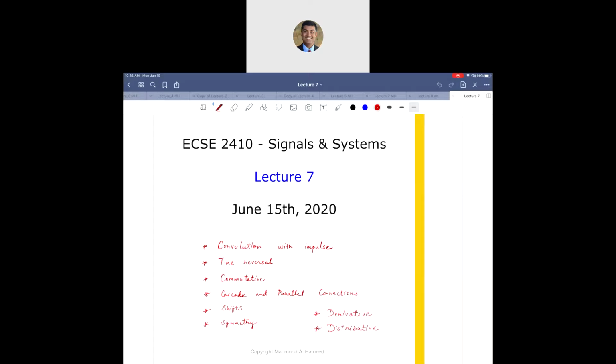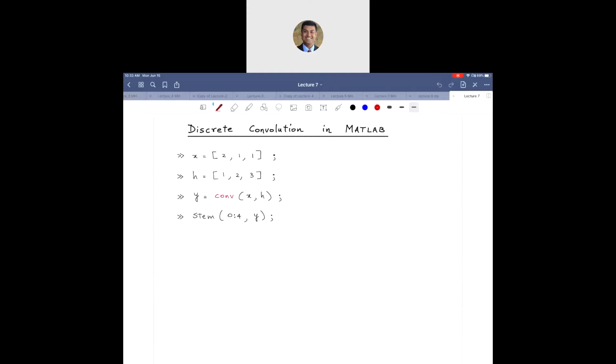Okay, so let's begin lecture 7, and the agenda that I have today is laid out on the first slide here. Depending on how much time we have left, we can go beyond these topics. But I want to begin today with talking about discrete convolution in Matlab. Matlab is a tool that has a function called conv that allows you to convolve two sequences.